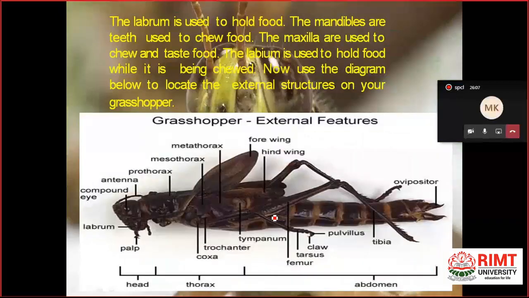So labrum is used to hold food. Mandibles are teeth-like structures or denticle-like structures used to chew food. Labrum के साथ इंसेक्ट ने क्या करना है? फूड को होल्ड करना है. मैंडिबल्स के साथ chew करना है. The maxillae are used to chew and taste food.